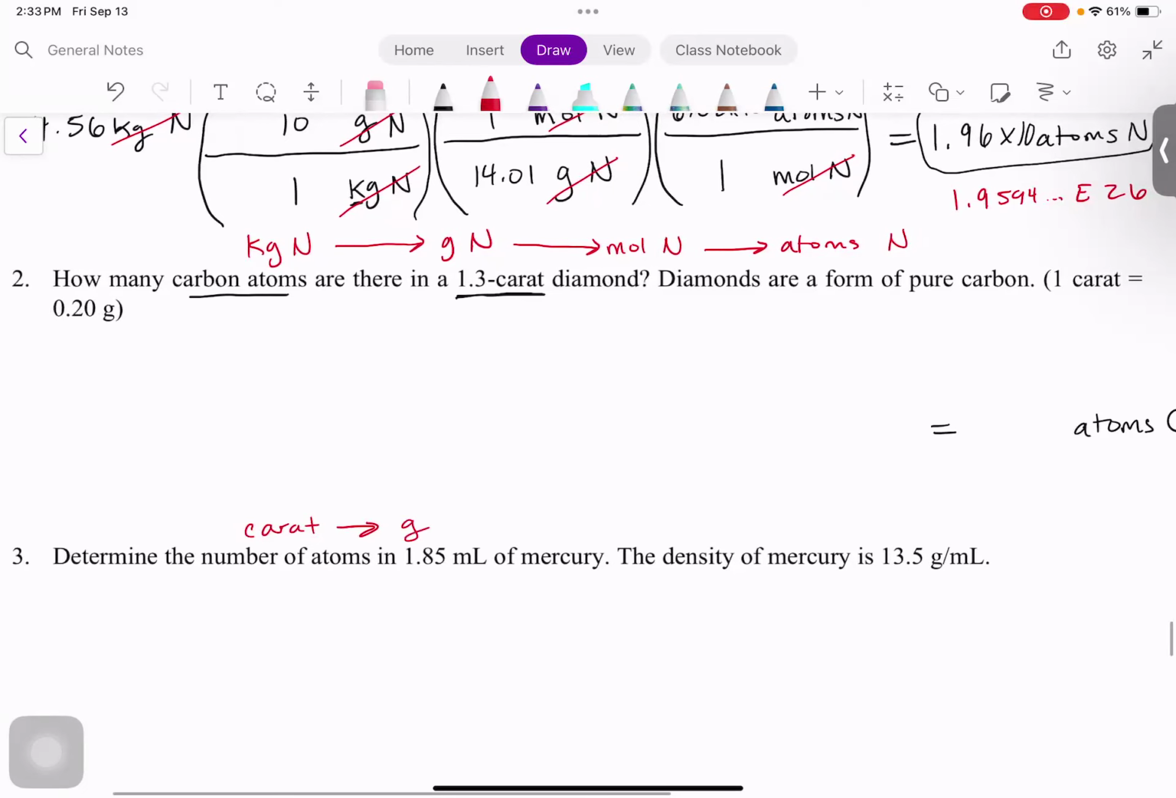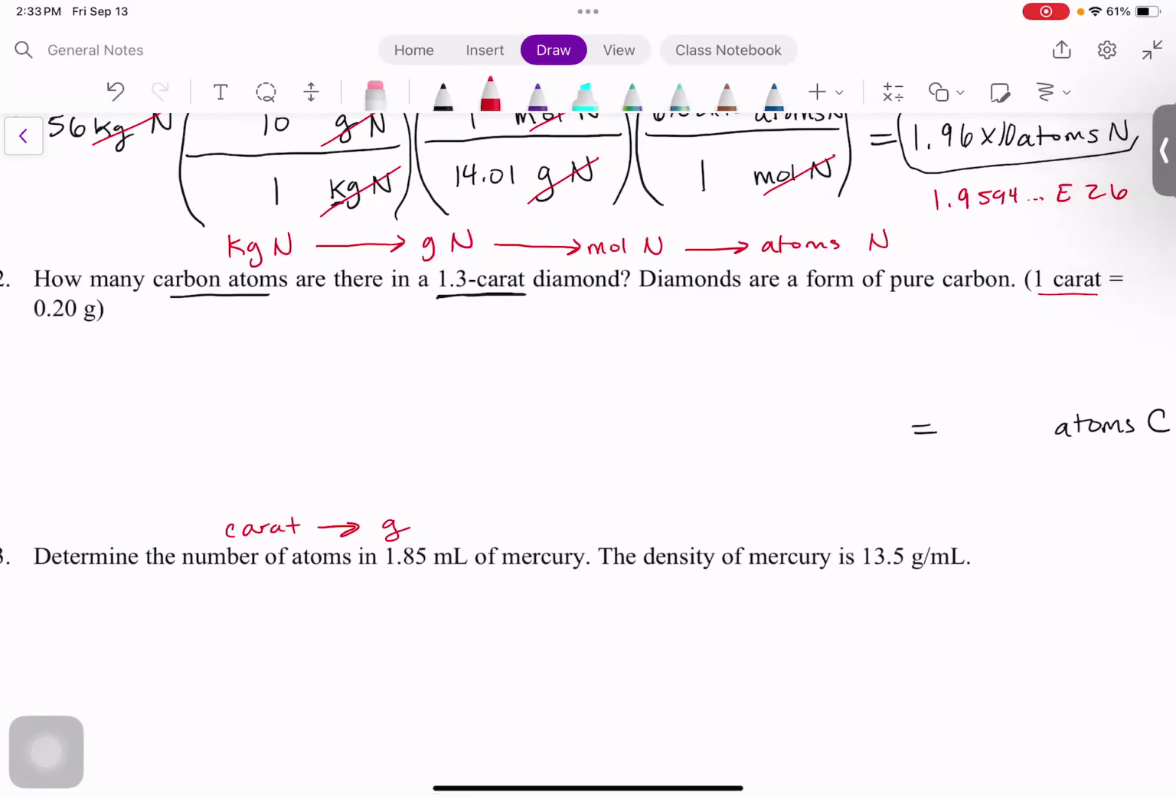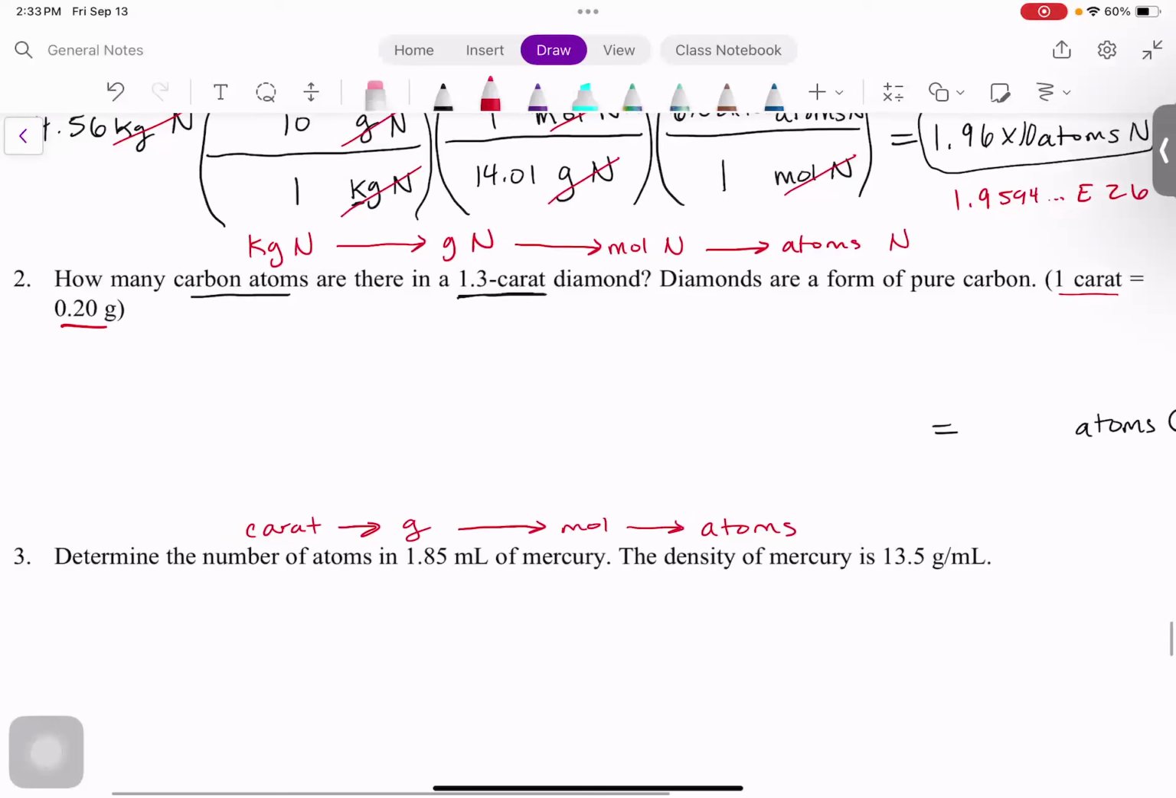I'm given the conversion: 1 carat is 0.20 grams. So I can use that equivalent relationship to convert between carats and grams. And then once I know grams, I've got to get to atoms. I can either go grams to moles to atoms, or we could go grams straight to atoms, because we know that the molar mass is the mass of 6.02 times 10 to the 23rd atoms. Either is fine, but carat to gram is the first step here.